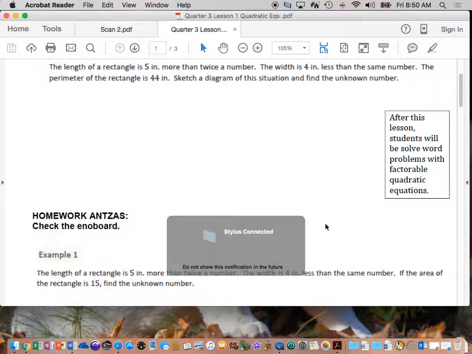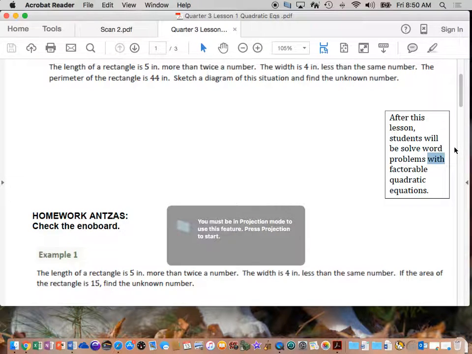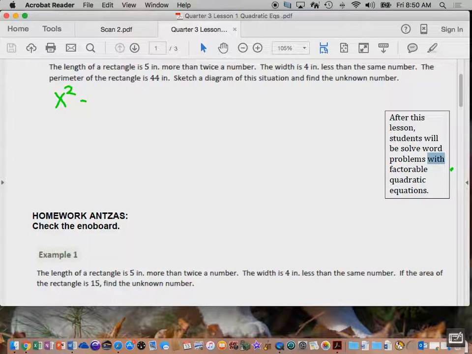So let's try this equation. Okay, so solve this, ready? Go ahead. Give you about 45 seconds to get that done.